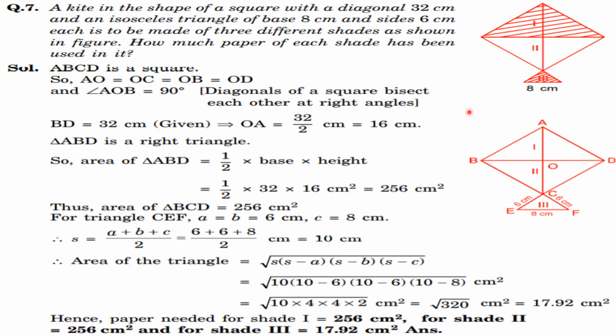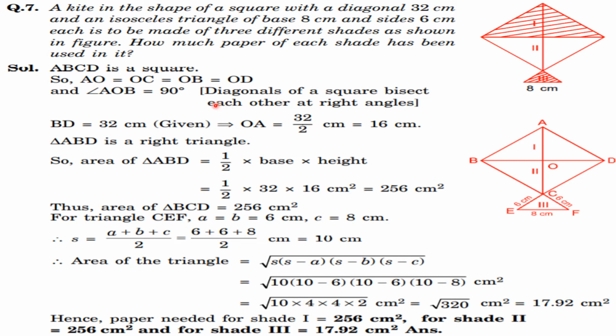ABCD is a square. We have assumed that ABCD is a square. So AO is equal to OC is equal to OB is equal to OD. Here the diagonals are intersecting at O. The diagonals AC and BD are intersecting at O. Understood, my children? Then OA is equal to OB is equal to OC is equal to OD, because the diagonals of a square bisect each other at right angles.